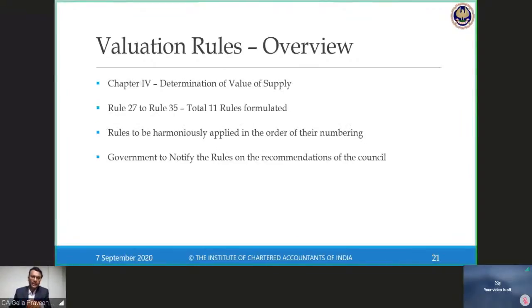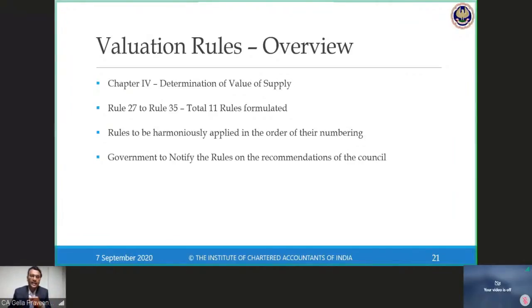Now, valuation rules. Chapter 4 of the CGST rules talks about determination of value of supply. Right now, we are going to talk about rule 27 till rule 35. As of today, for your syllabus, there are a total of 11 rules which have been formulated. Out of these, the Kerala Flood Cess is one rule which was newly inserted because of the natural disaster which took place in Kerala. Probably that is one amendment which is expected. You are taking the exam in November, and all amendments which have taken place till April 2020 are going to get covered. So wait and watch for this Kerala Flood Cess, which is going to be covered under Rule 32A.